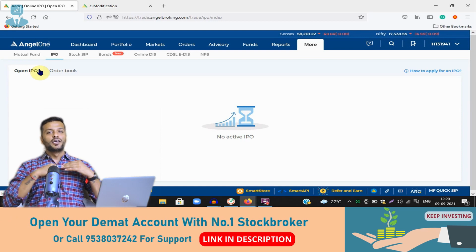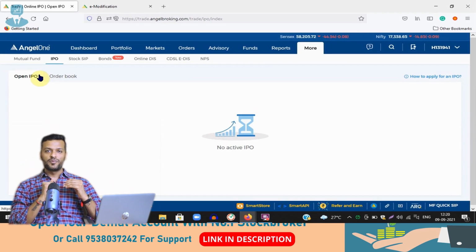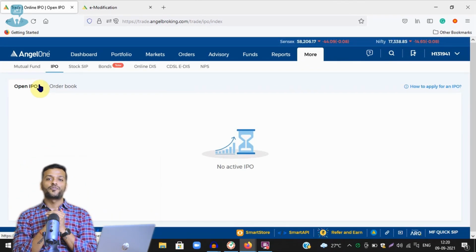I hope you'll have a great time trading through this portal, because it's very easy to use and very user friendly. That's the most important thing. Whenever I'm using any portal, I look at how user friendly and how easy it is, as if I were a new investor or a new trader in the market.